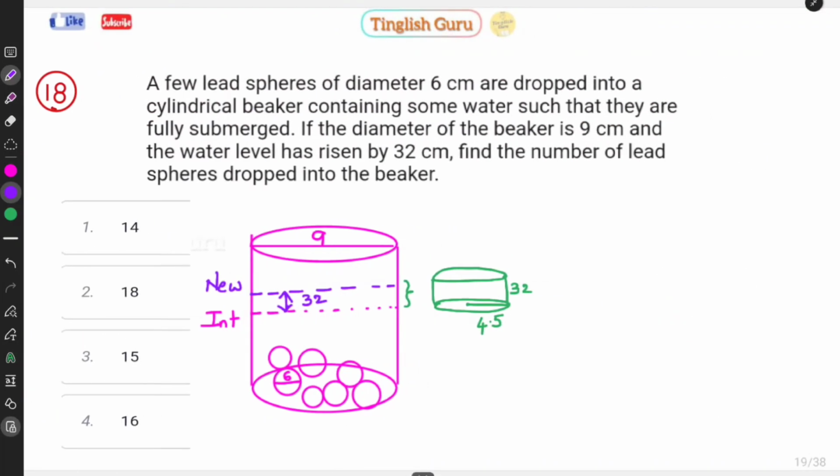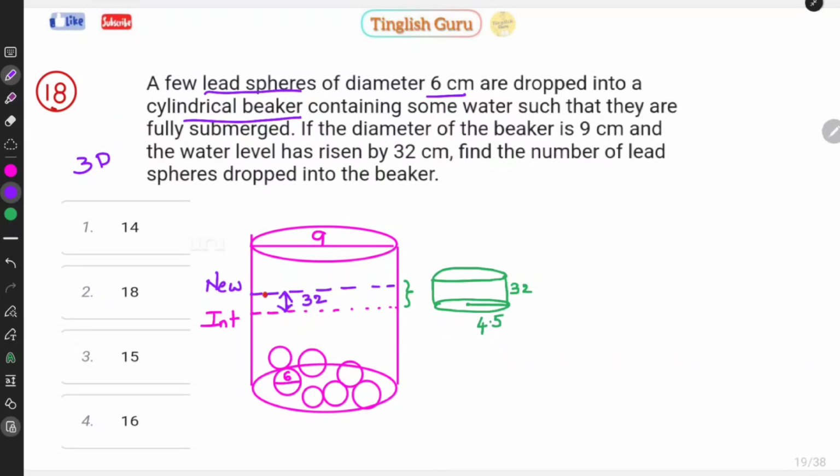Next, this is a mensuration 3D bit, a few lead spheres. So let us consider these small circles as lead spheres whose diameter is 6, okay, and they are dropped into a cylindrical beaker. So this is a big cylindrical beaker in pink color containing some water. This pink dotted line is the initial level of water. After dropping these spheres, the water level rose to the blue dotted line. This is the new raised water level.